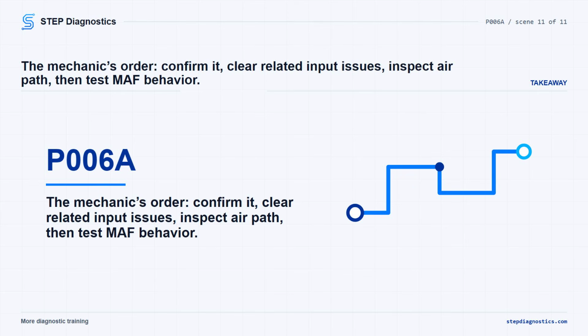The key with P006A is not to jump straight to a part. Confirm the code under the captured operating conditions. Make sure the MAP and BARO inputs are not already suspect. Inspect the intake and PCV paths, then prove whether the MAF value is plausible and responsive. After any correction, verify the repair and confirm the code stays gone.